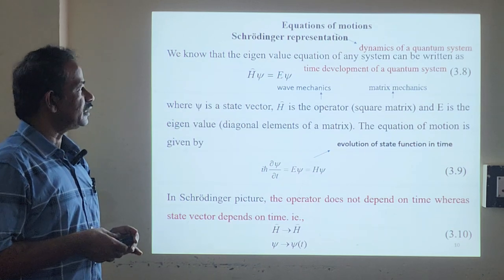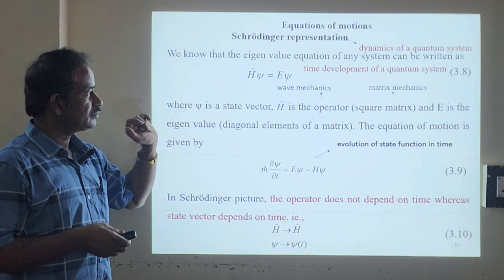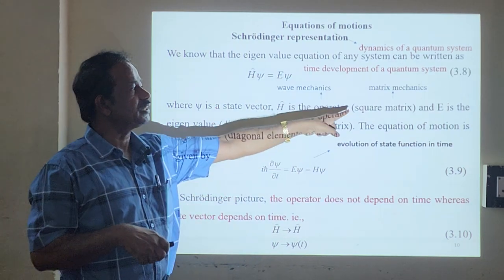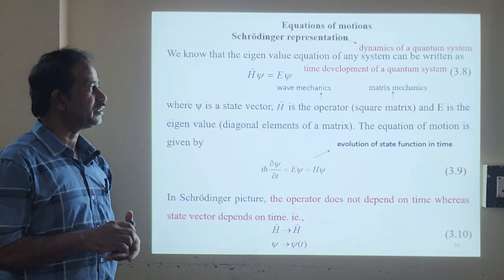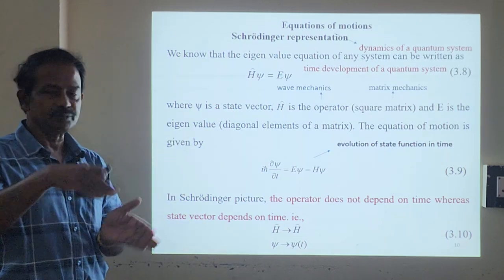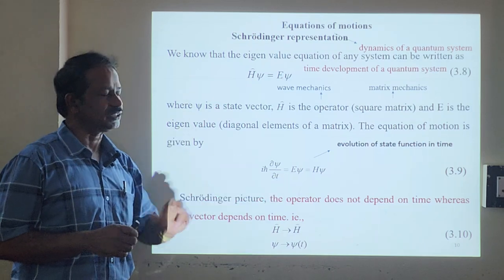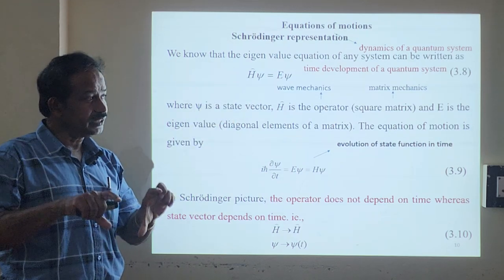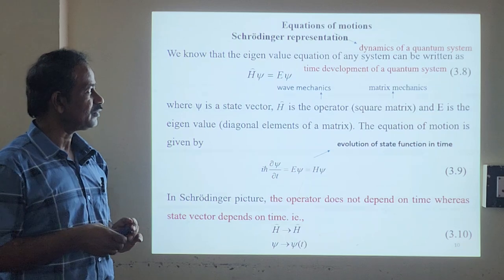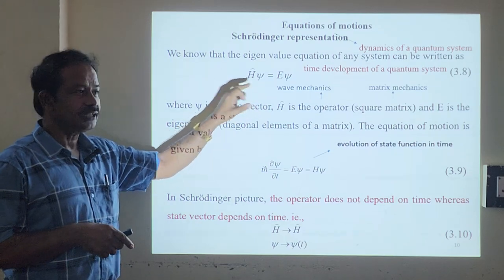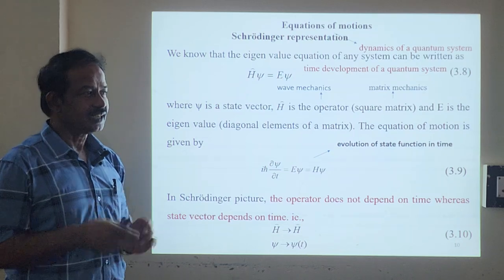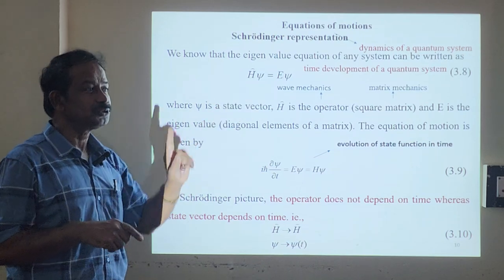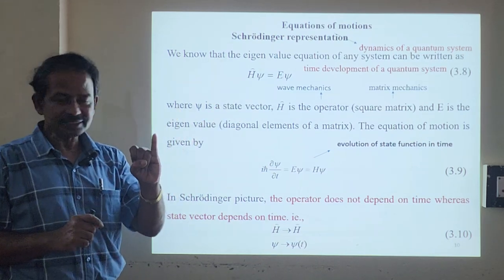So we know that Hψ = Eψ, where ψ is a state vector and H is an operator. Operator in terms of wave mechanics corresponds in matrix mechanics to a matrix, especially a square matrix, and E is the eigenvalue, which is the diagonal elements of a matrix. The equation of motion is given by equation 3.9. Looking at Hψ = Eψ, it mainly deals with only two factors: one is the Hamiltonian operator, another one is the wave function. H operates on ψ, that will give you Eψ.